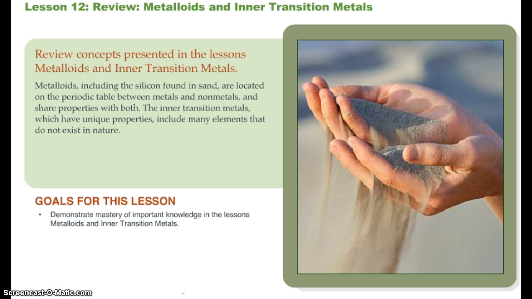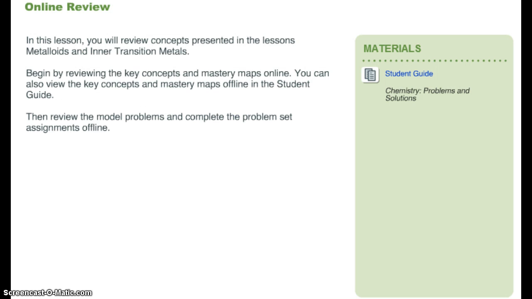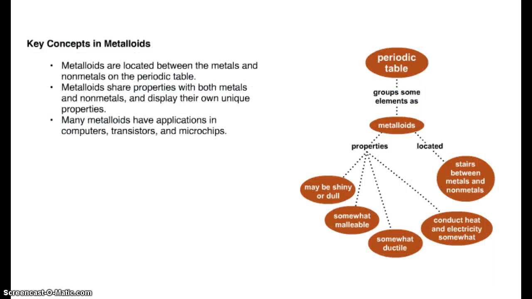Review concepts presented in the lessons on metalloids and intertransition metals. Metalloids, including the silicon found in sand, are located on the periodic table between metals and nonmetals and share properties with both. The intertransition metals, which have unique properties, include many elements that do not exist in nature. Goals for this lesson: review the two previous lessons. You can download the study guide if you like.